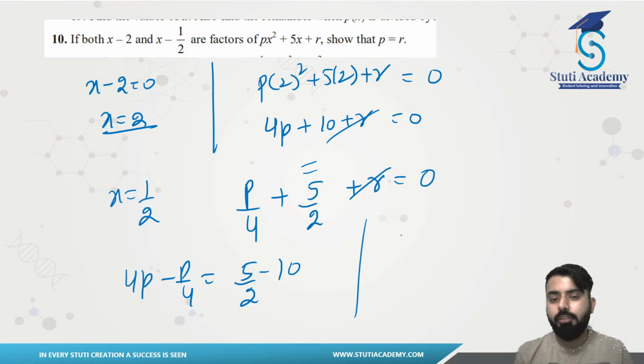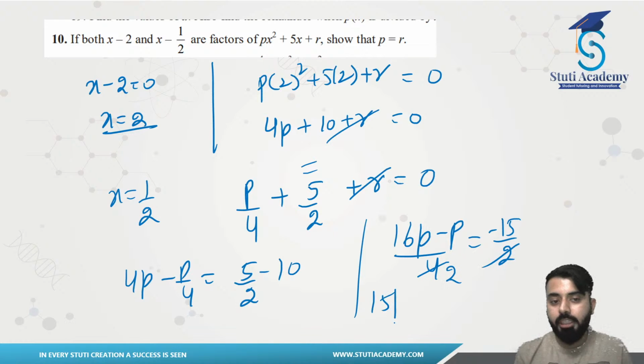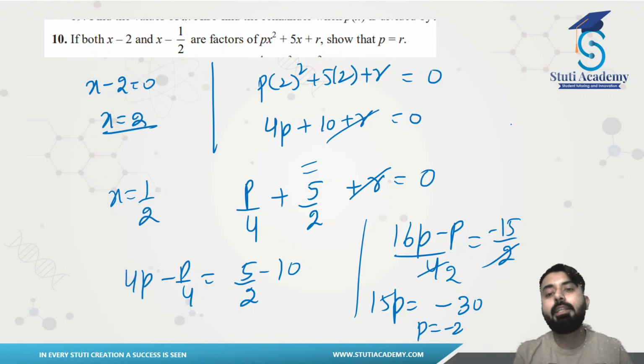So if I take LCM, that will be what? 16p minus p by 4 equals to 5 minus 20, that will be minus 15 by 2. This will cancel out. So 15p, that will be equal to what? A minus 30. P will be what? A negative 2, right? If I put p to be negative 2 here, I will be having what? See what I did here. I will be finding out the value of p first, then I will be finding out the value of r.